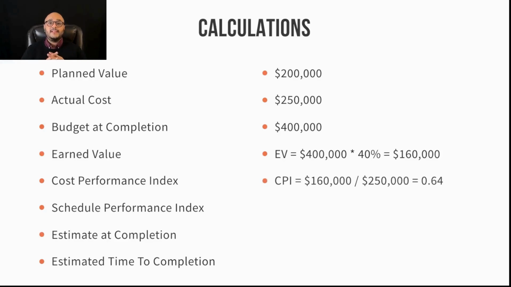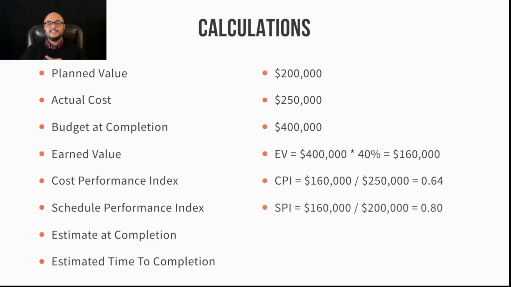From there, I can calculate the cost performance index, which is essentially the earned value divided by the actual cost. That gives me a value of 0.64 in this example. The rule is, if your cost performance index is below 1, you're over budget. If it's above 1, you're under budget. You're performing well. If it's exactly 1, then you're right on budget.